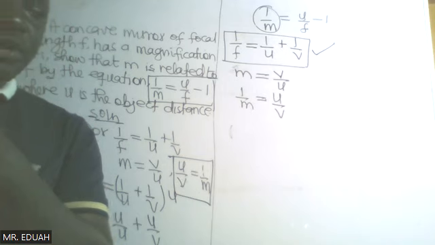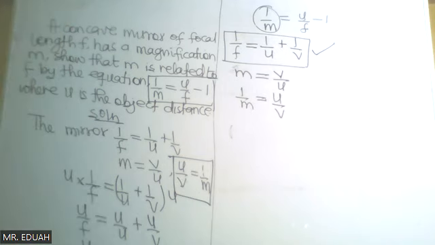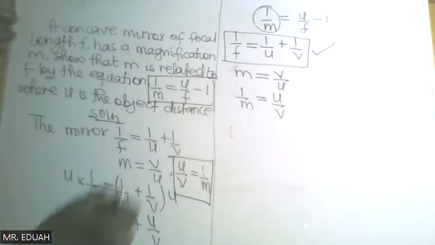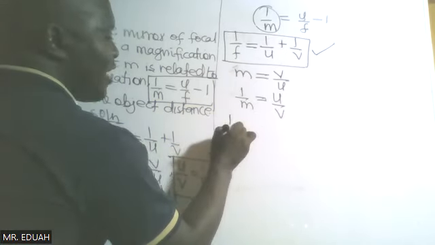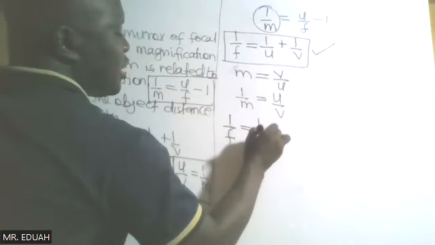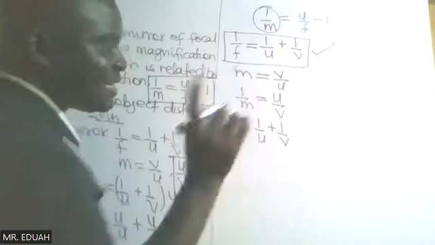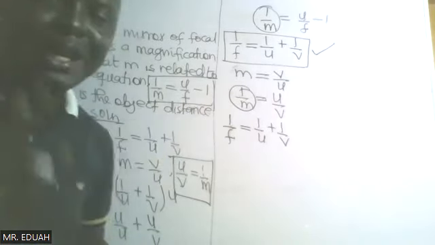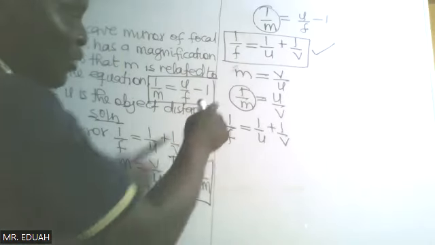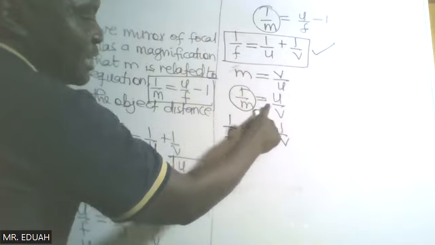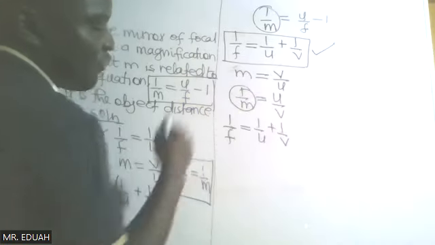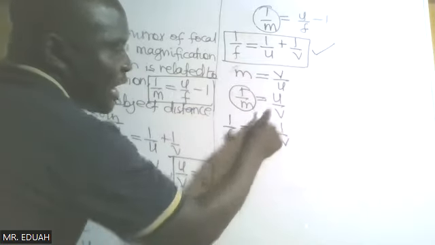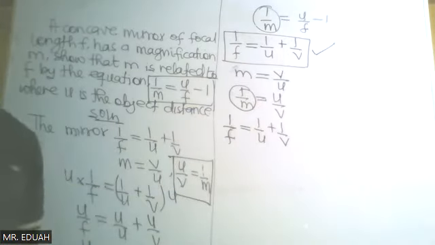I think for me, I'll add the left side, like I'll find the LCM to be UV. Don't add anything. You have this 1 over F is equal to 1 over U plus 1 over V. And we want to substitute 1 over M, which is equal to U over V, into the formula. So what will you do to this to have U over V within the formula?